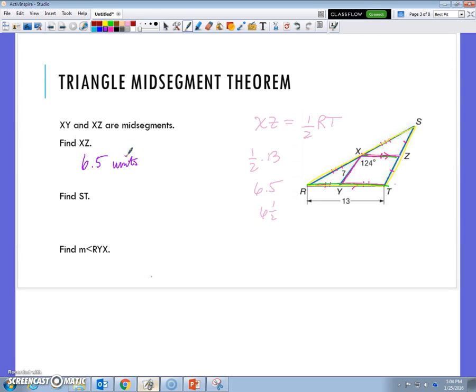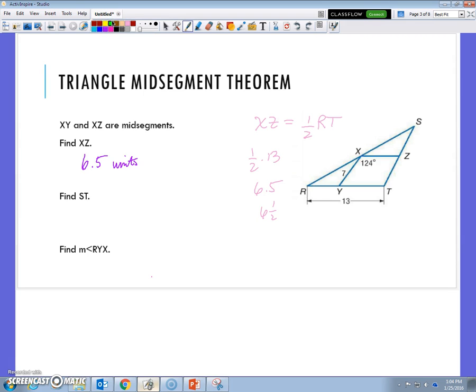Okay, if I'm finding ST, similarly, because it's a mid-segment, I could say a couple different things. Now I'm going to go ahead and erase the diagram. If you need to redraw a diagram or however you need to do it, I want to show you which ones I'm comparing.